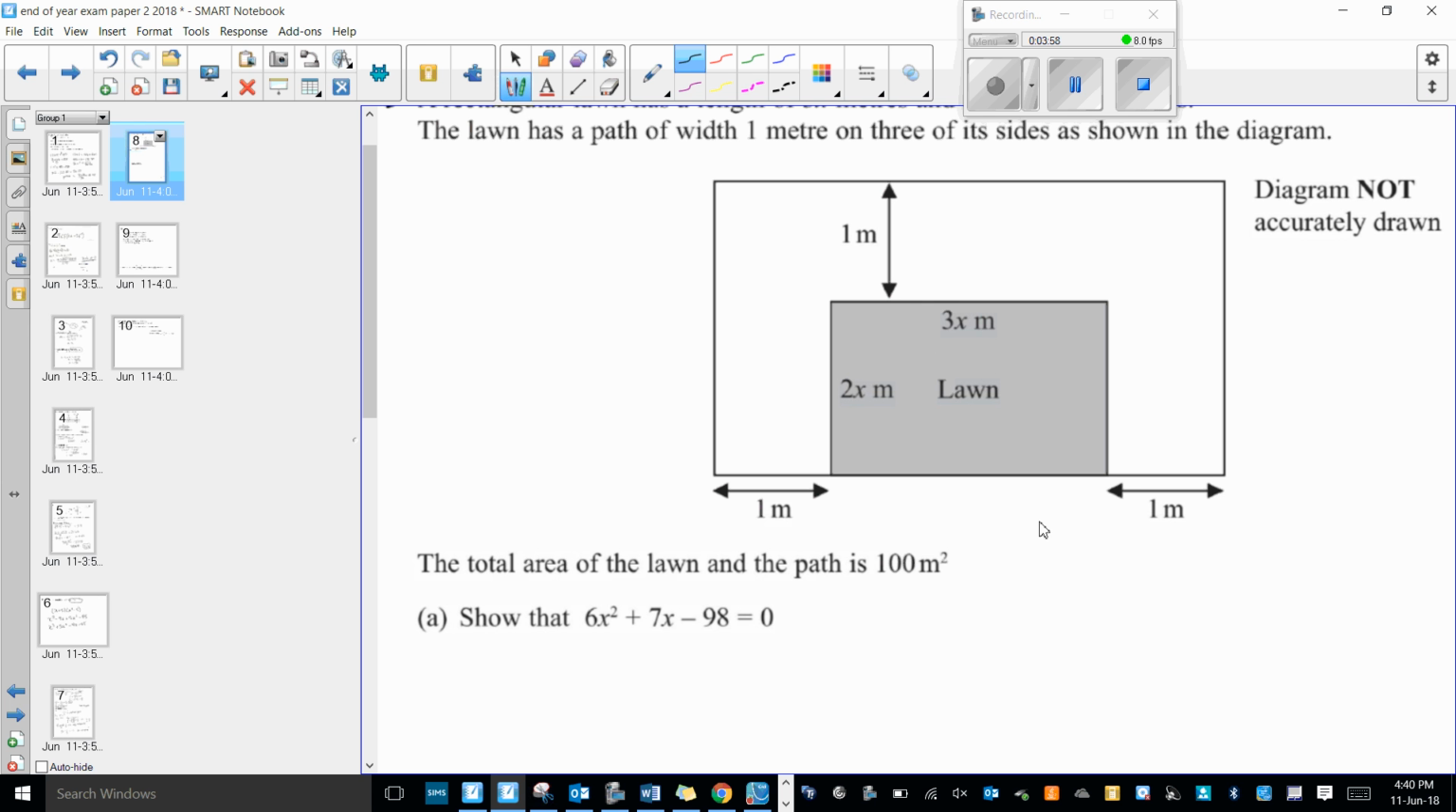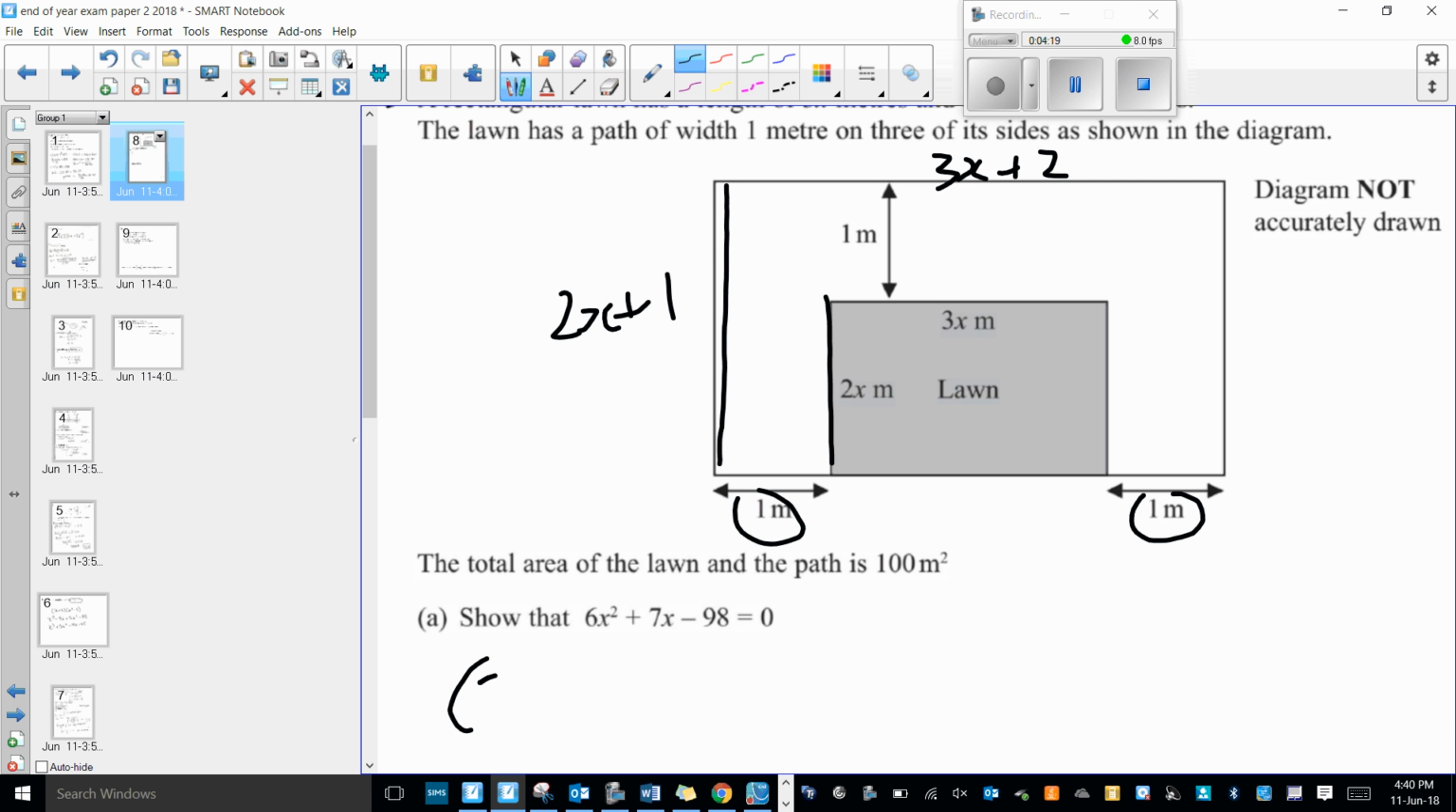Well, they've described this length as 3x, so this whole length here has to be described as 3x plus 2, because we've got this one here and this one here. This measurement here, we know this part is 2x, and then this is 1, so this must be 2x plus 1. So that means, it's a rectangle, we know the area of a rectangle is length times width, so it's 3x plus 2 multiplied by 2x plus 1. Gives us 100 meters squared.